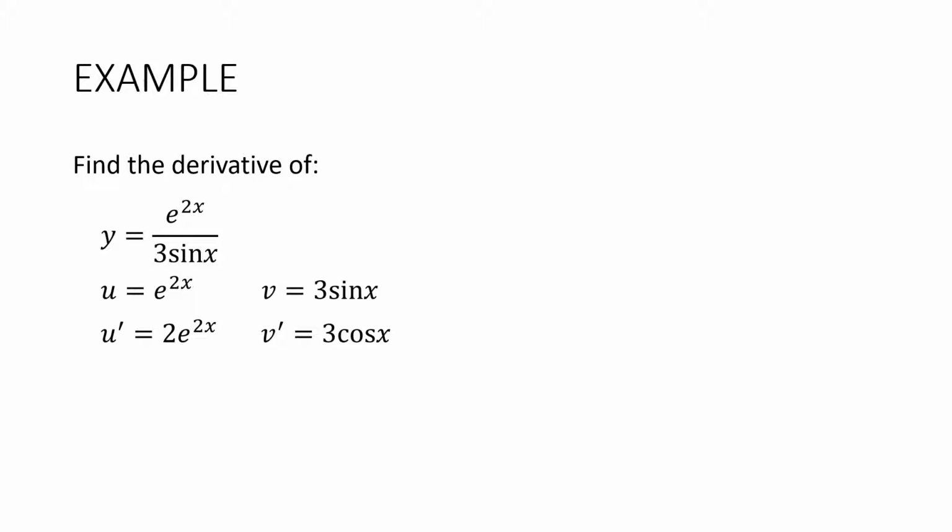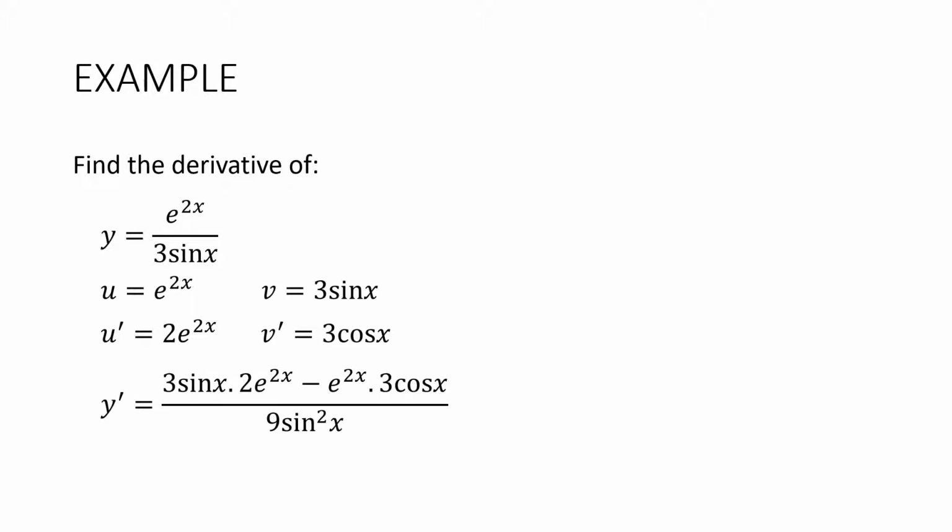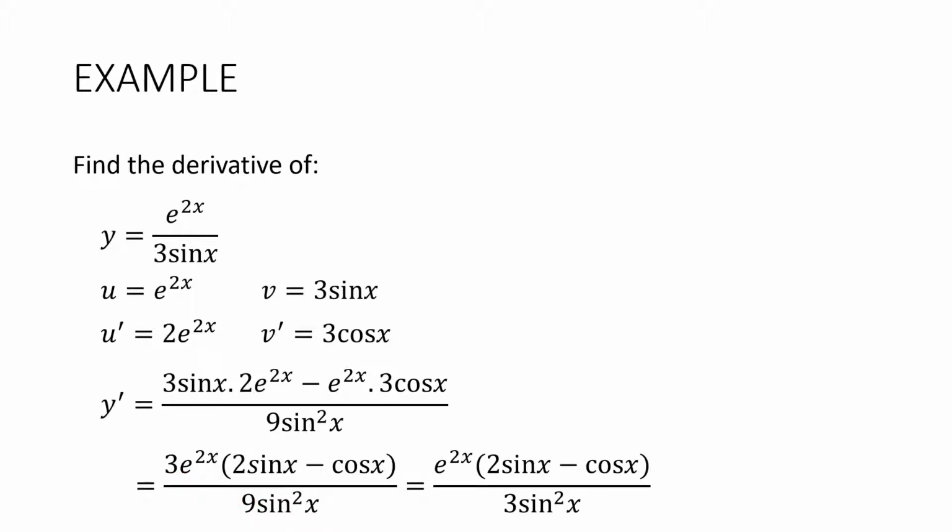Construct the quotient rule. So I'm going to get v times u dash minus u times v dash divided by v squared, which is 9 sine squared x. Let's bring out a common factor. We've got a 3 here, and we've got an e to the 2x. And that's going to leave 2 sine x there minus cos x here. And that's as simple as it's going to get. Oh, no, it's not. I can cancel this out. So 3 into 9 goes 3 times. So there's our answer.